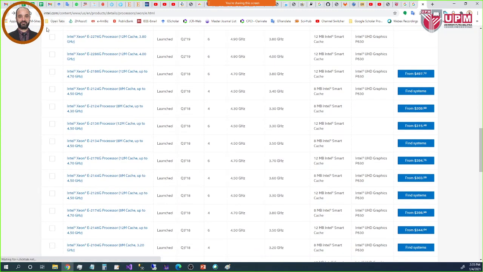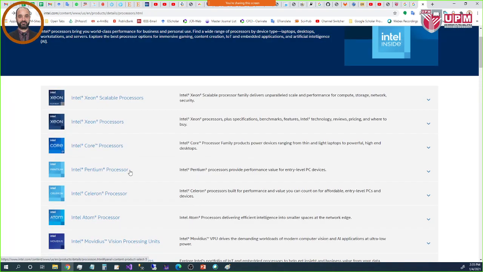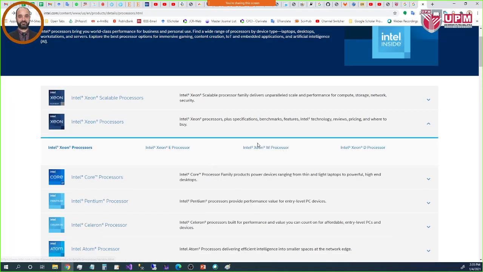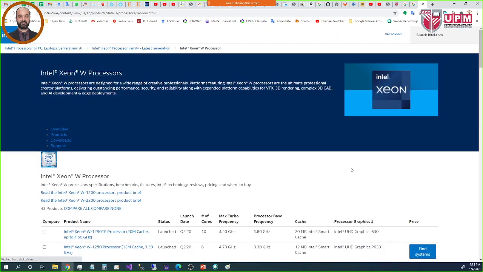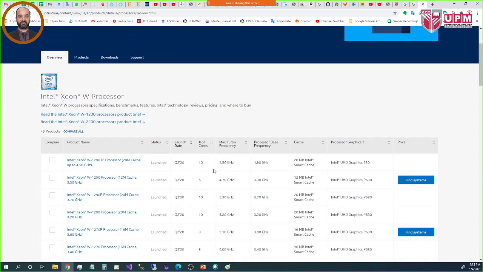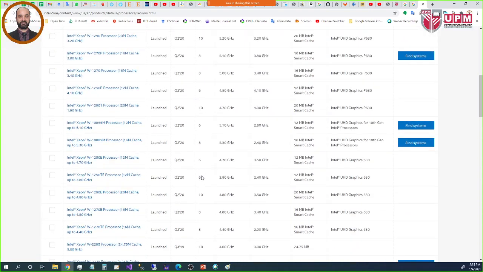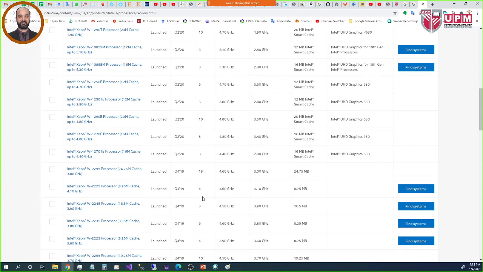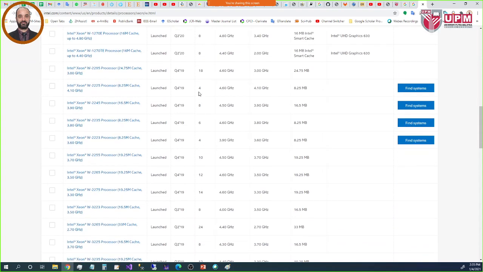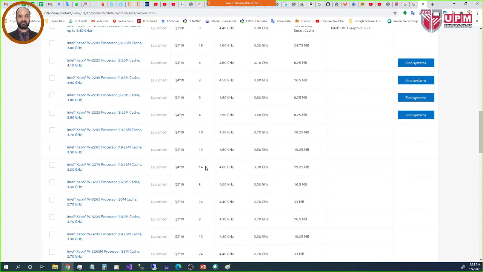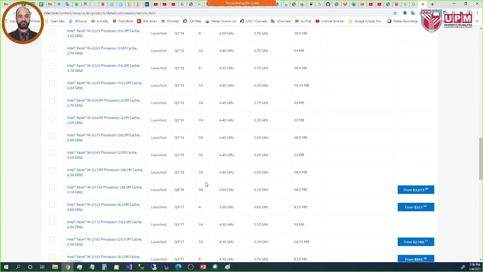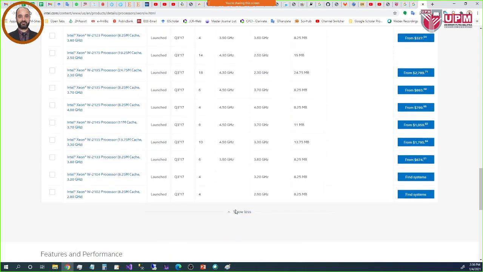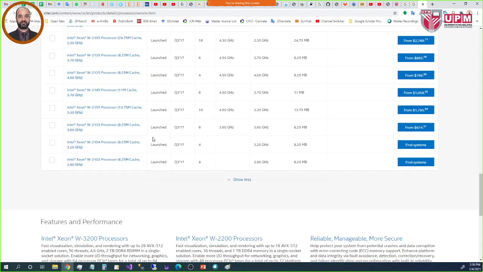Yeah, and what if we go back and we take this again and we see the W. You see in the W family we have 10 cores. This is the one that I have in my machine. And also we have 18. We could have 18. We could have 12, 14, 24, 28. Many types, many different numbers of cores. Depends on what model exactly we have.